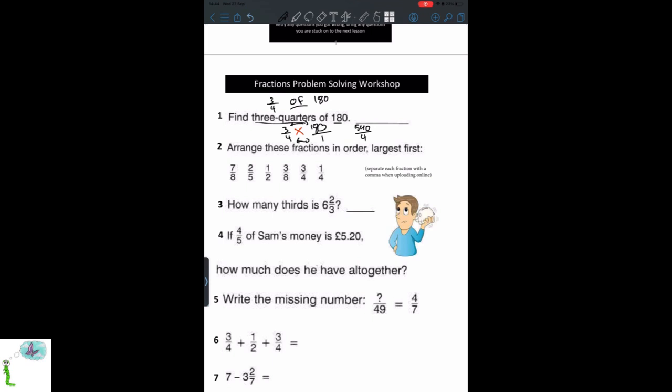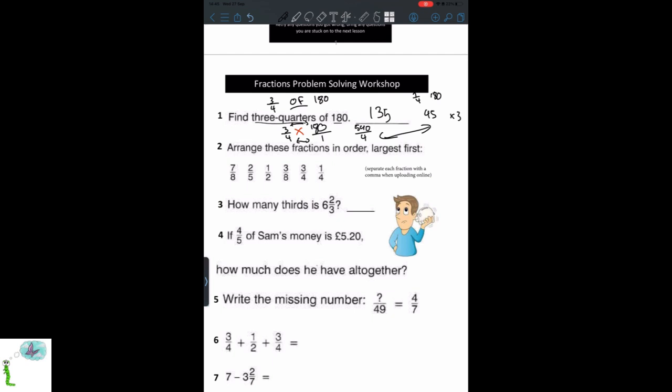And just a quick way of thinking about it would be to think about what is 1/4 of 180, and then just timesing that answer by 3 to get 3/4. 1/4 will be 45, so if you times that by 3 you're going to get the same answer as this, and the answer will always come out to 135.